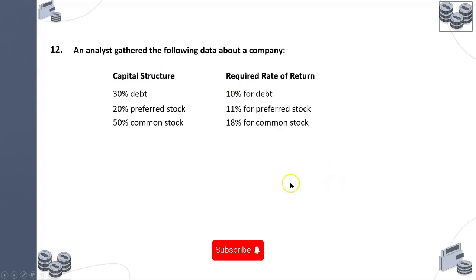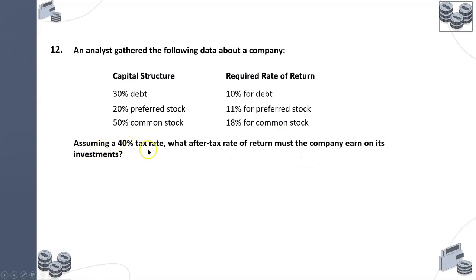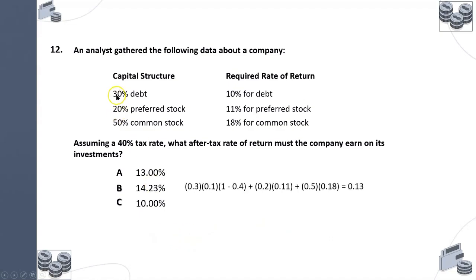If we have the tax, we will multiply the 10% by the tax and get the figure. Assuming a 40% tax rate, what after-tax rate does the company earn on its investment? So these are the figures. Let us do the numbers. It's a direct answer. I think it's straightforward. Each weight by the cost: 30%, 10%, times 1 minus 40%. Here we have 20% times 11%, 50% times 18%, the total is 13%, and definitely this is the answer. With this, I think we come to the end of video number 3.